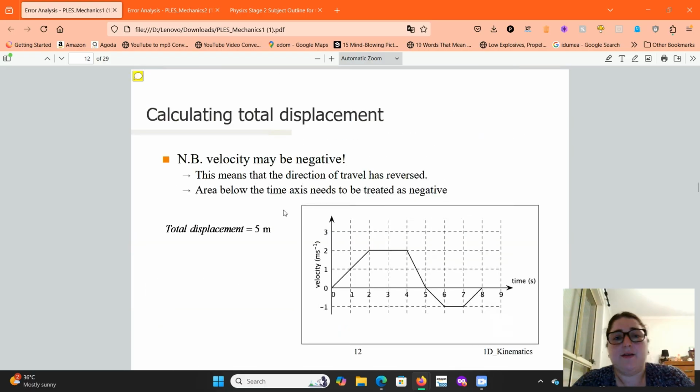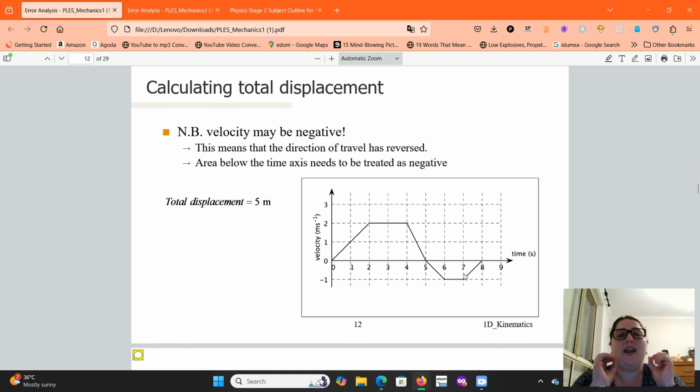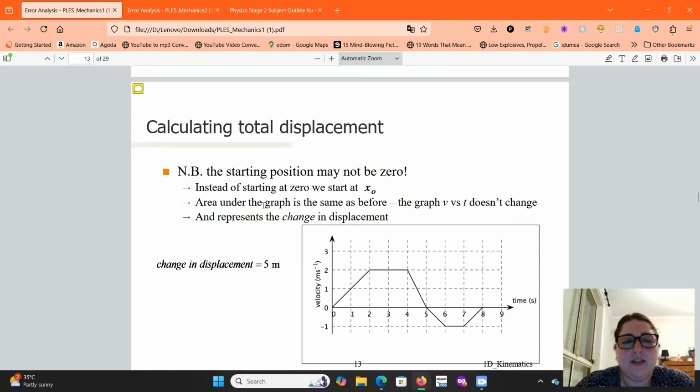Sometimes velocity is negative. That means the direction of travel has reversed. So you started going one way, and then you've done a U-turn, and you're going the opposite direction. That means the area below the time axis needs to be treated as negative. So if you're adding these two displacements together, this is a positive displacement, this is a negative displacement, you add them together to get your total displacement.